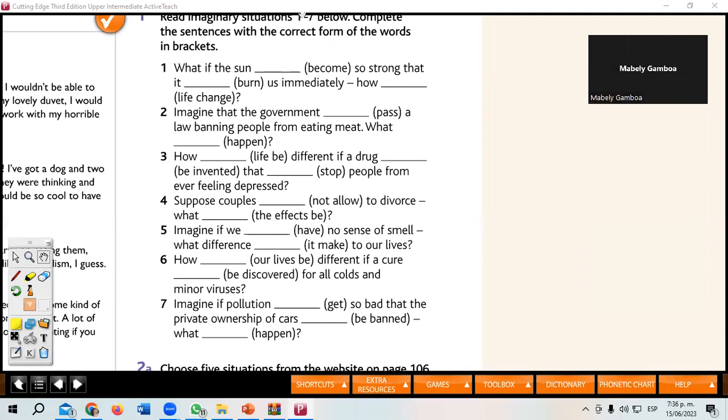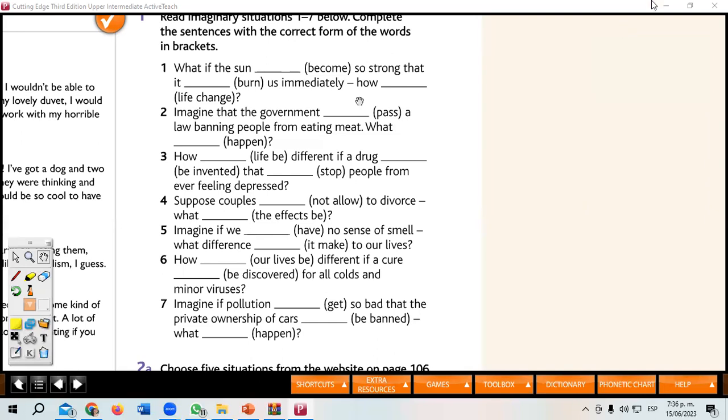And number 2, yes, teacher? I think it means that the government passed a law banning people from eating meat. What will happen? Okay, it is correct. Imagine the government passed a law banning people from eating meat. What would happen? This is correct. Okay, for the next, Julian, I see your hand.